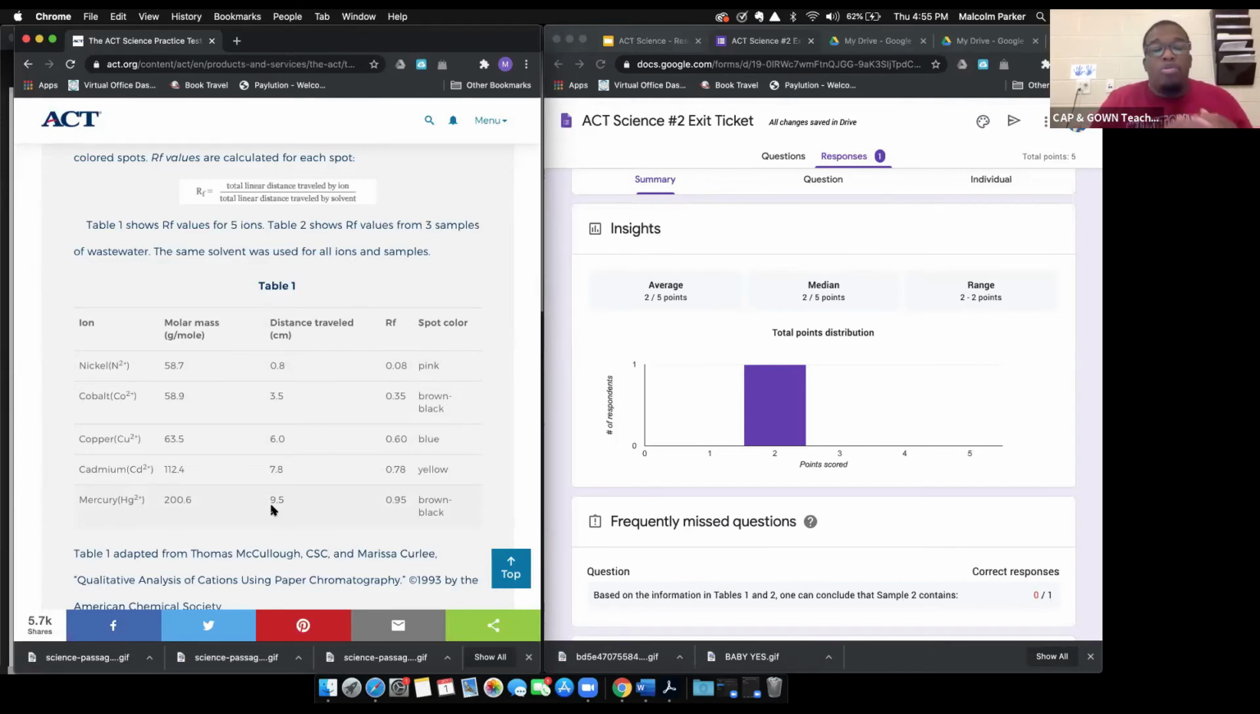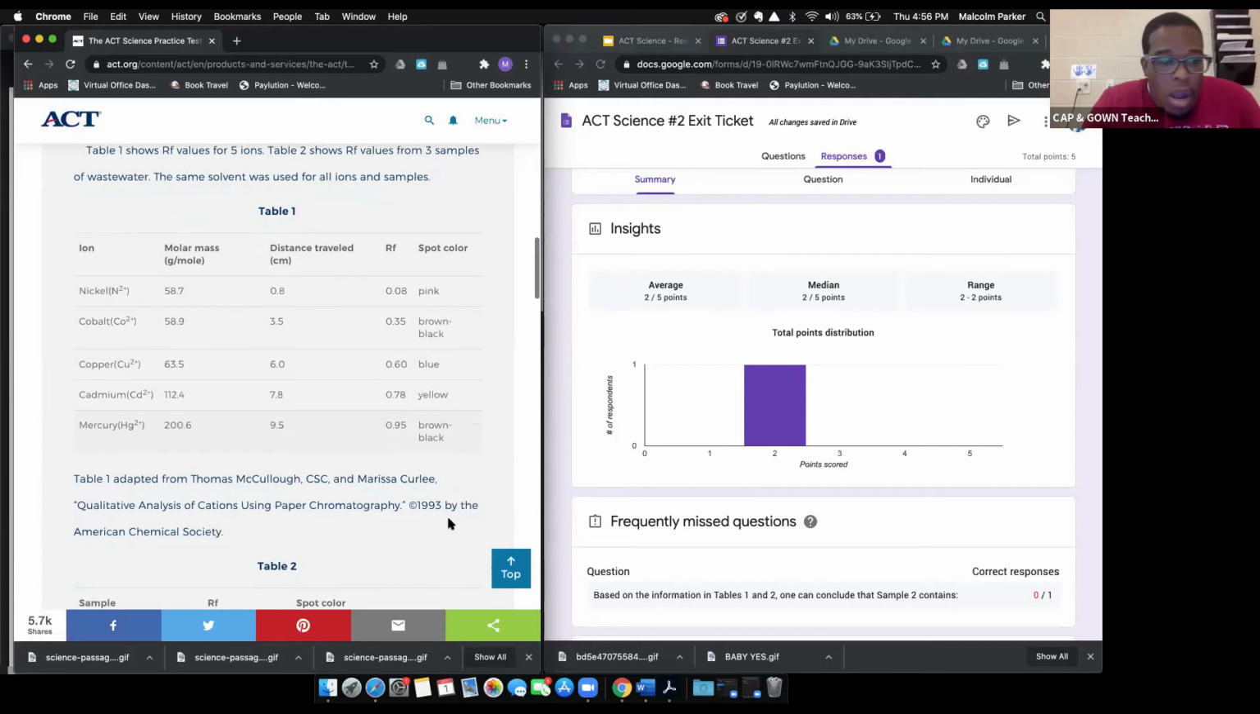Okay. So you just saw them say the faster that it moves, the farther that it travels, the faster it is. So we're definitely moving from slowest to fastest here. Our RF values are definitely similar. And then we see that they have ranked a color with each one. So that's definitely something I can use to my advantage if I'm not good with numbers.